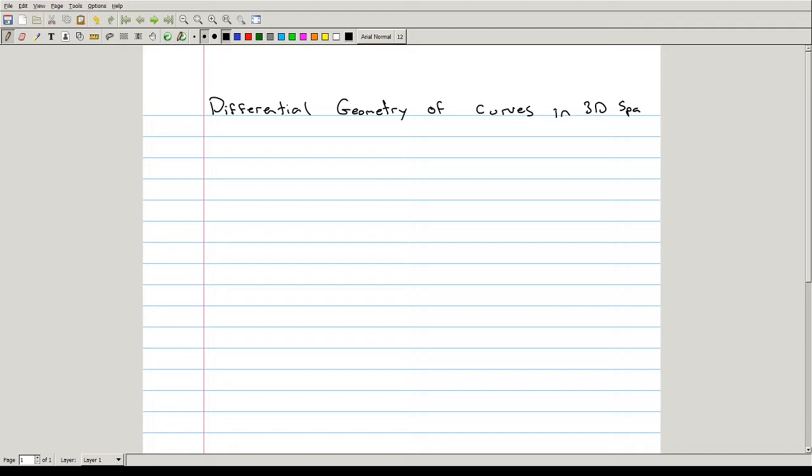And you'll recall that we left off having discussed a number of different topics, but one of the main things we defined and introduced was the so-called Frenet frame, or Frenet triplet. These are three vectors: the unit tangent vector, the unit normal vector, and the binormal vector.